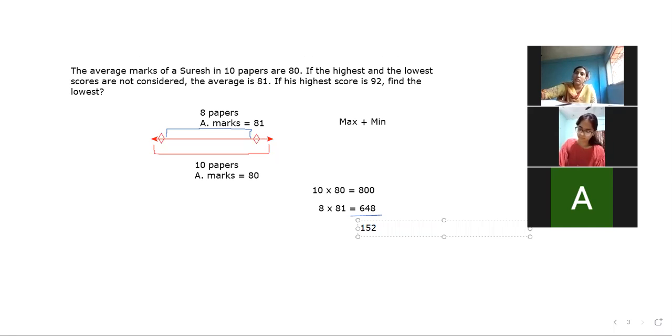marks. So these 152 marks are the total of the highest and lowest score, and the maximum score is given as 92. So 92 plus minimum score is equal to 152, and the minimum score comes out to 152 minus 92, that is equal to 60. So this is the minimum score. The easiest way to solve this question is this.